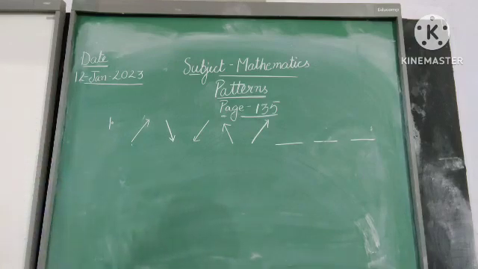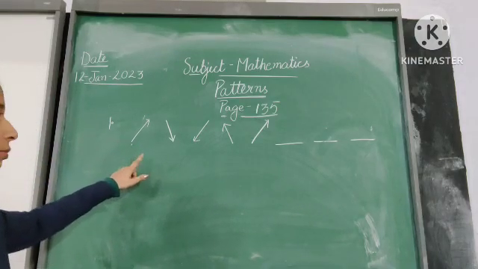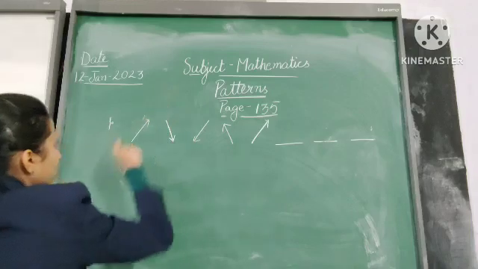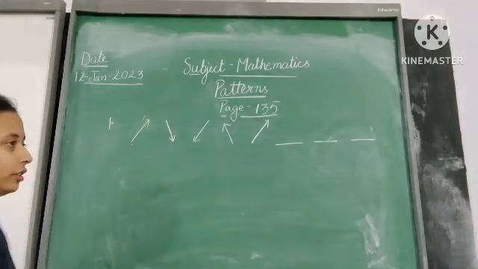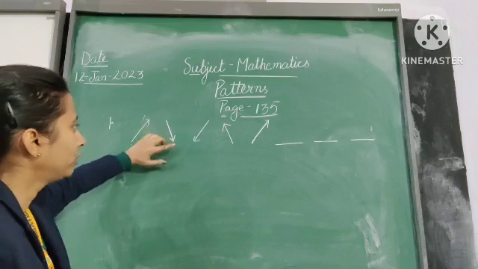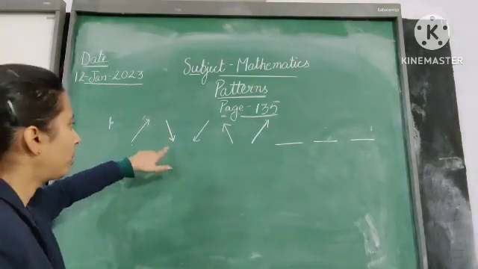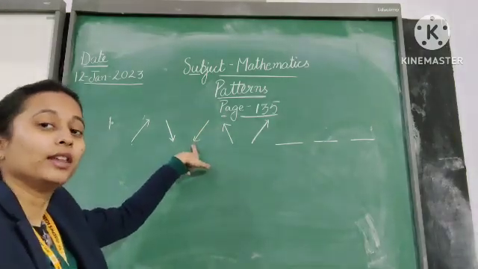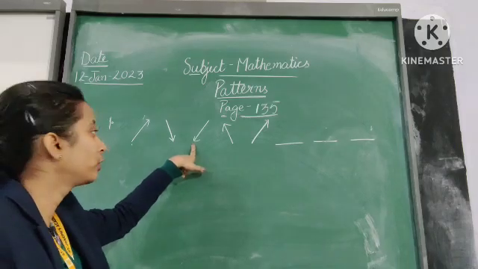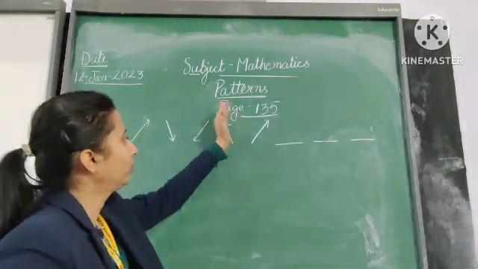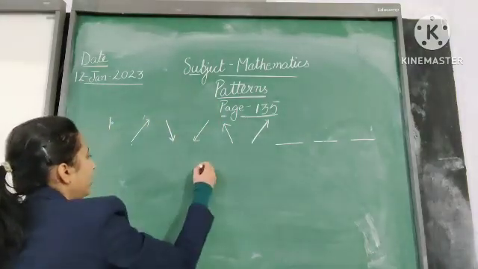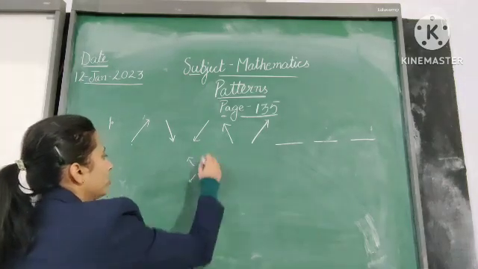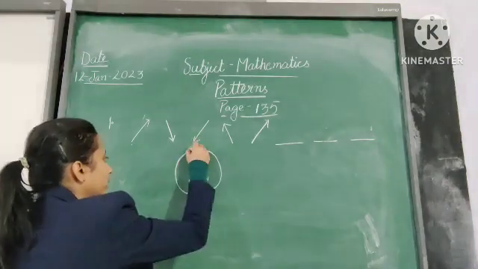Now, if you look at the pattern, this first arrow is facing the top right corner. The second arrow is facing the bottom right corner. The third arrow is facing again the bottom left corner. Again the next arrow is facing the top left corner. So first it is going this way, then this way, then this way, and then this way. So the arrow is moving clockwise.